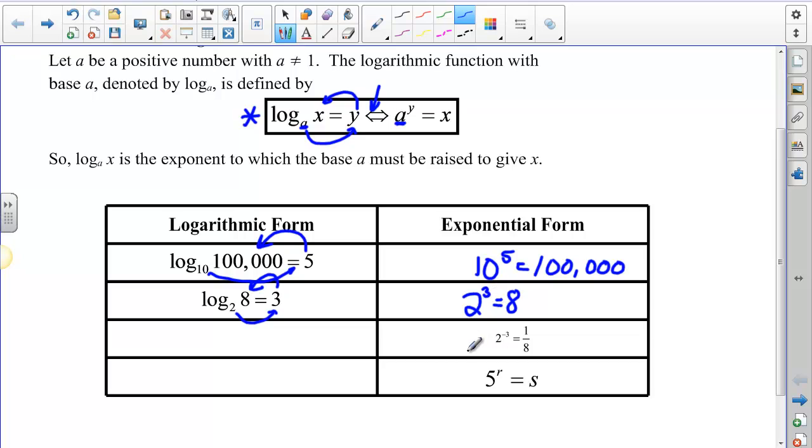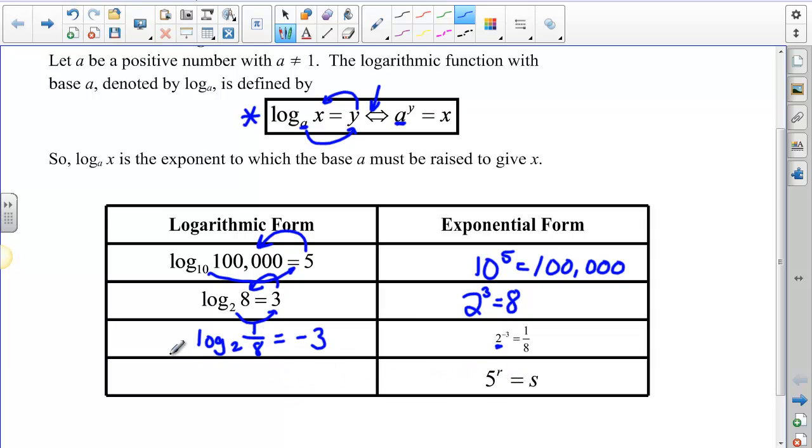Now when we have the exponential form, this is our base, the 2, all right? So we're going to say log base 2. Now just like we went across the equal sign here, we're going to go across the equal sign here and say log base 2 of 1/8 equals -3, because 2 to the -3rd equals 1/8.